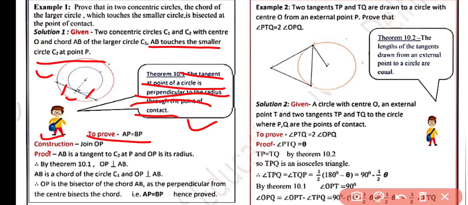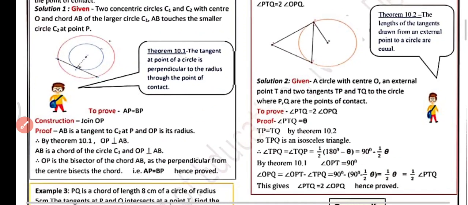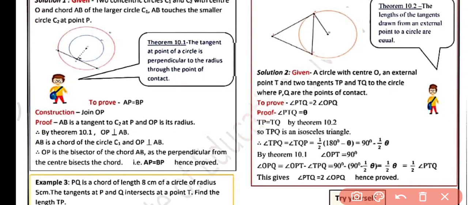So now in the proof part, AB is tangent to circle C2 at point P and OP is its radius. And we all know that by using theorem 10.1, the tangent to a circle is perpendicular to the radius through the point of contact. That's why OP will be perpendicular to AB. So AB is a chord of the circle C1 and OP will be perpendicular to AB. So now OP is the bisector of the chord AB, as the perpendicular from the center to the chord bisects the chord. That is AP equals PB, hence proved.